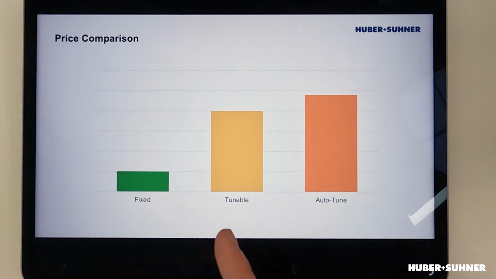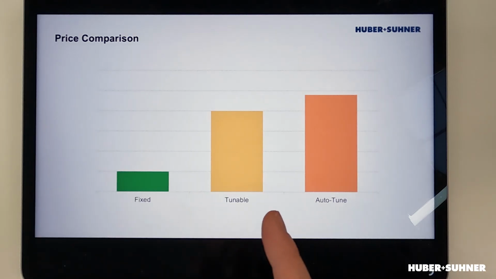So let's get started. Now, from a pricing point of view, the transceivers with fixed wavelengths are by far the most cost-effective solution. And if we compare the tunable transceivers to the fixed wavelength transceivers, you will see in this very simplistic diagram that the tunable transceivers are roughly 3 to 5 times more expensive. And if we then compare the auto-tune transceivers to the tunable transceivers, well, they are an additional 20% more expensive compared to the tunable transceivers.